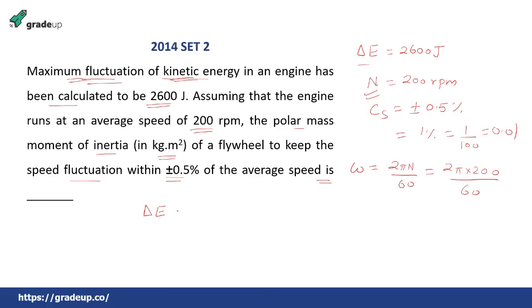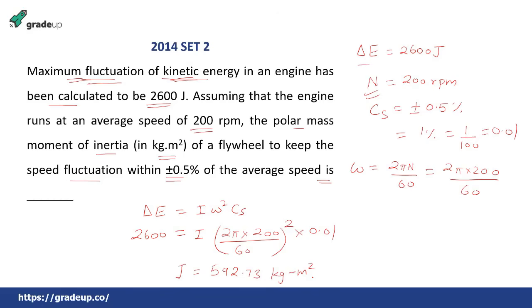then you need to find out I, and you know the formula delta E equal to I omega square Cs. Delta E has been given to you, 2600 equal to I, you need to find out the value. This is 200 into 2 pi upon 60 whole square into Cs is 0.01. So on calculating this, you will find that I is equal to 592.73 kg meter square.